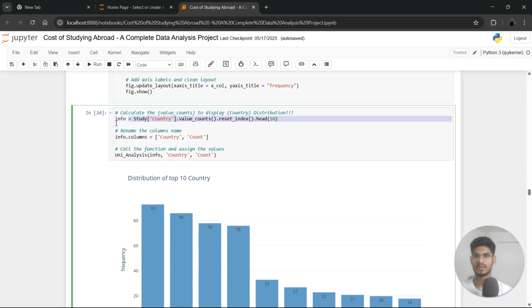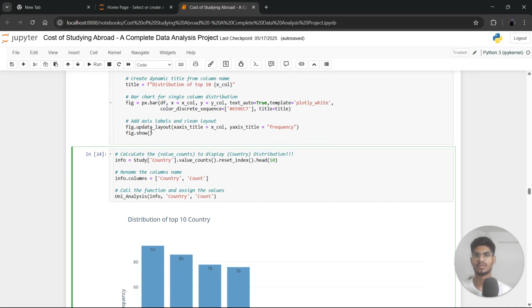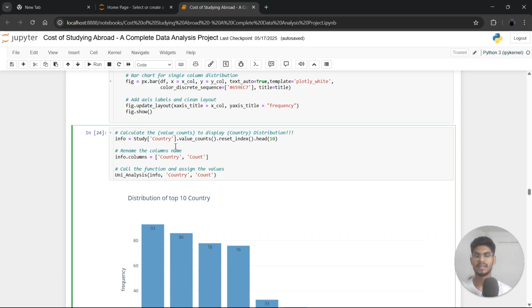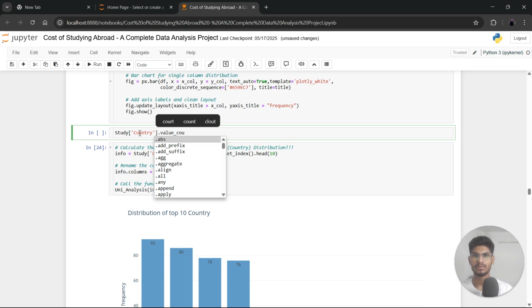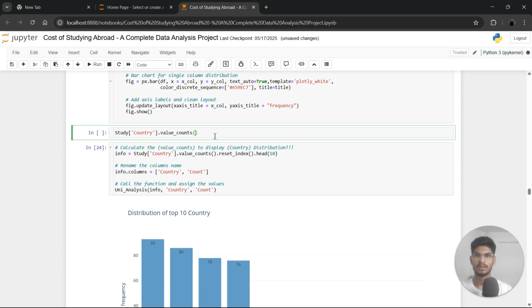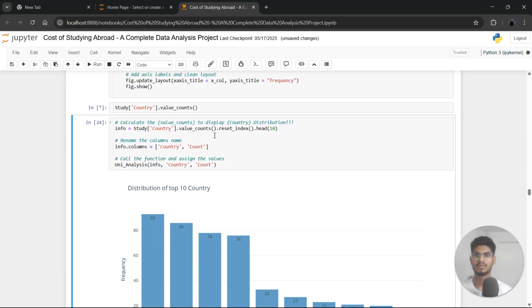So we are using the info function. Info is just a variable, and what we are doing is using study country dot value counts. We are counting the distribution of the country within the data set. Let me show you what I am saying here. I am using study country dot value counts. So it will show me the distribution.